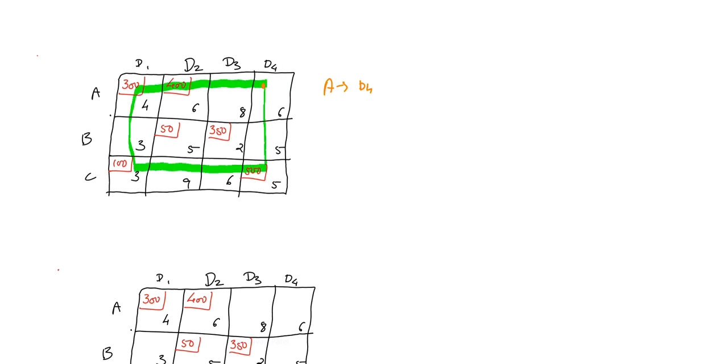Now A to D4. In that case, let me continue, means find out the loop. So from here to here, here to here, here to here, and from here to here. So here we are adding, here we are subtracting, here we are adding, here we are subtracting. So the additional transportation cost in this case is 6 minus 5 plus 3 minus 4. So here it is 1, and here it is minus 1, so 0. So we are not able to reduce the transportation cost further, so we will not use that A to D4 case.